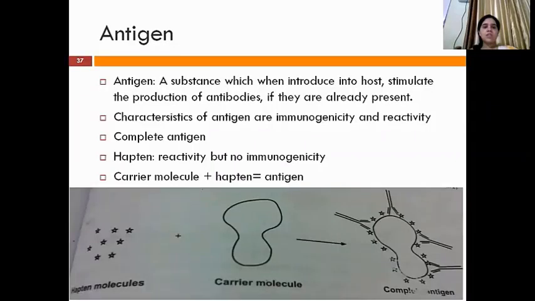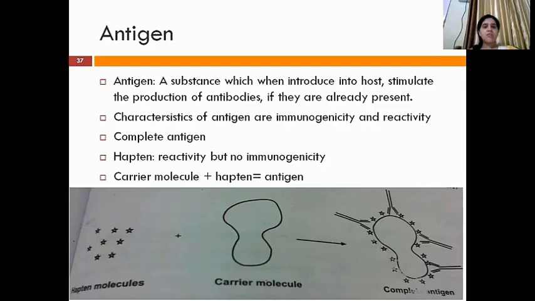Now, in today's lecture, we will be discussing antigens, what are antigens, their structure, and antibodies, types of antibodies and their structure. So first we'll start with antigen. Now, what is antigen? Antigen is a substance which when introduced into your body or introduced into the host's body, it will stimulate the production of antibodies if present.